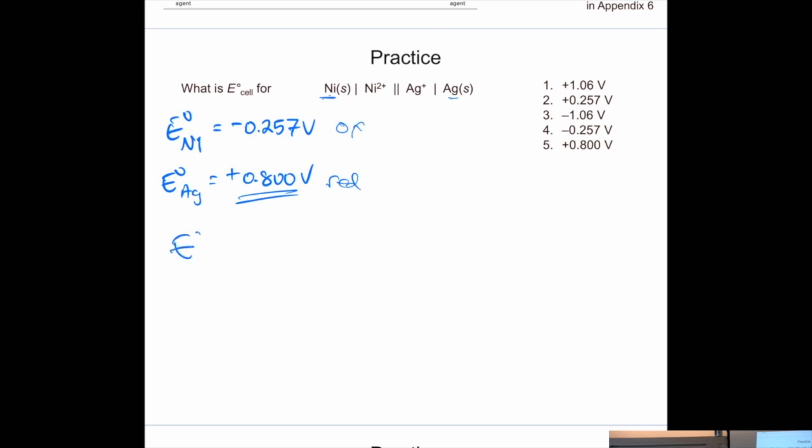So E naught of the cell is simply going to be whatever gets reduced, because that's what the reduction potential tells us, minus the reduction potential of whatever is being oxidized. That's of the nickel, that's negative 0.257. That's going to equal plus 1.06 volts. So the answer is 1. Okay, that's how you would approach a problem like this.